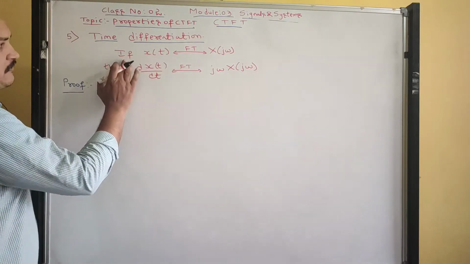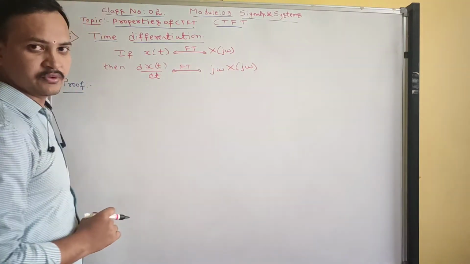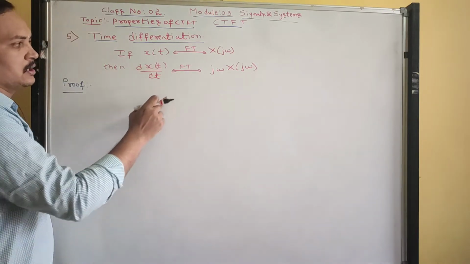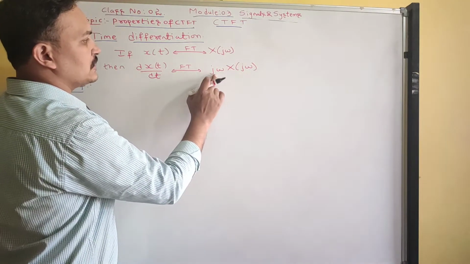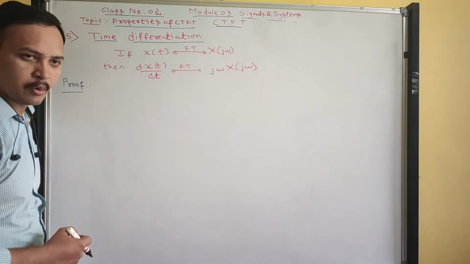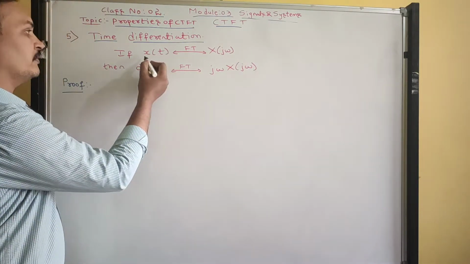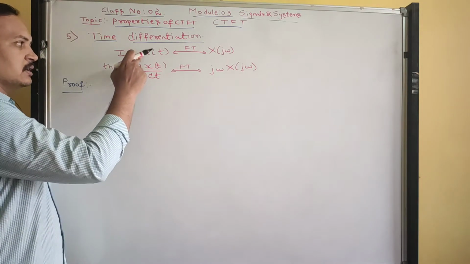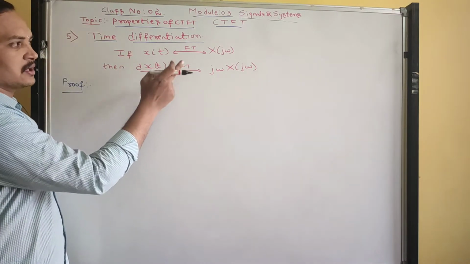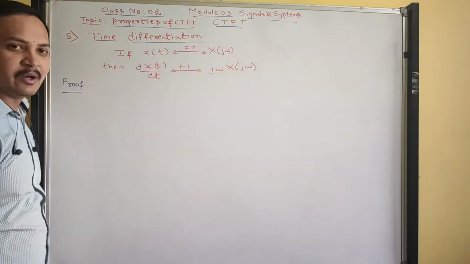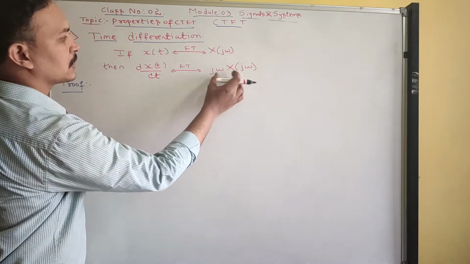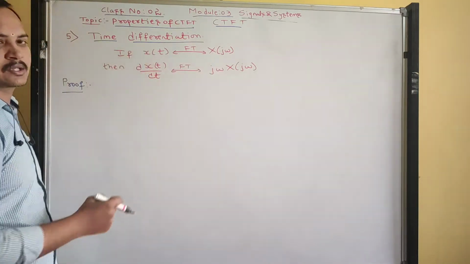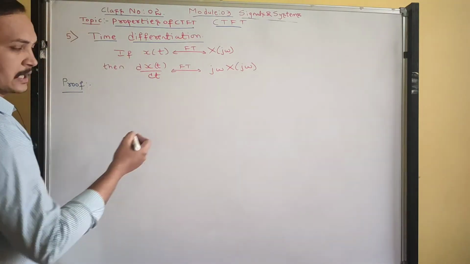What it says: if x of t has Fourier transform x of j omega, then differentiate x of t by dt, and its Fourier transform will be j omega into x of j omega, where x of t is a non-periodic signal. If I differentiate the non-periodic signal, then its Fourier transform is multiplied by j omega. The spectrum is multiplied by j omega. Capital X is frequency and small x is time. We can derive this.